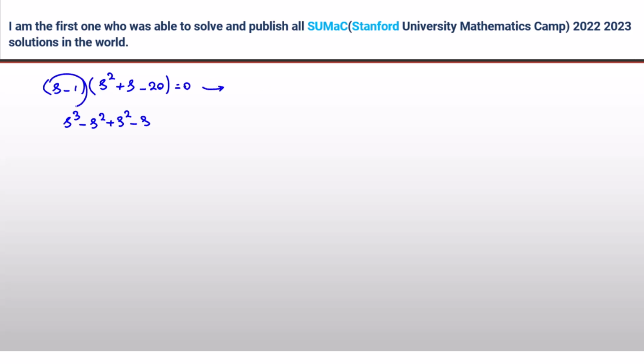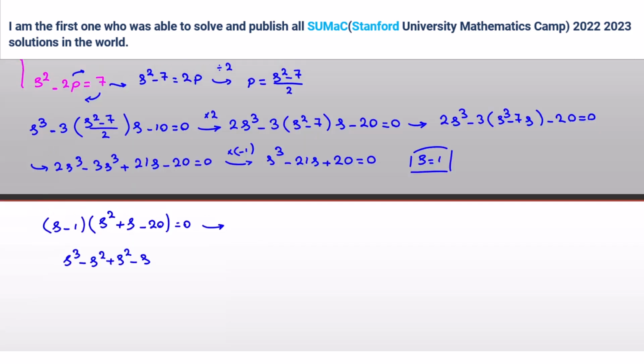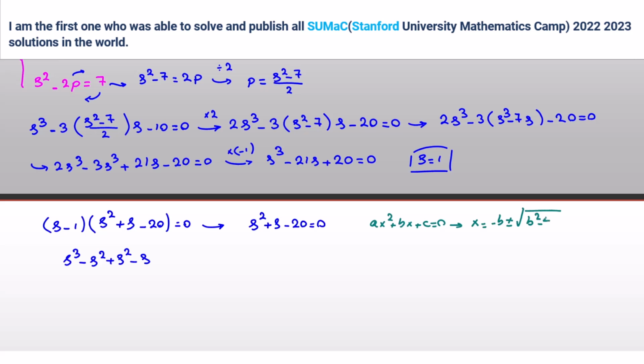Now, the first one is 0. We checked S equals 1, or the second one is 0. For this one, S squared plus S minus 20 is equal to 0. Now we should use the quadratic formula. Quadratic formula is what? If we have ax squared plus bx plus c equals 0, then x is negative b plus minus square root of b squared minus 4ac all over 2a. So one way is this.